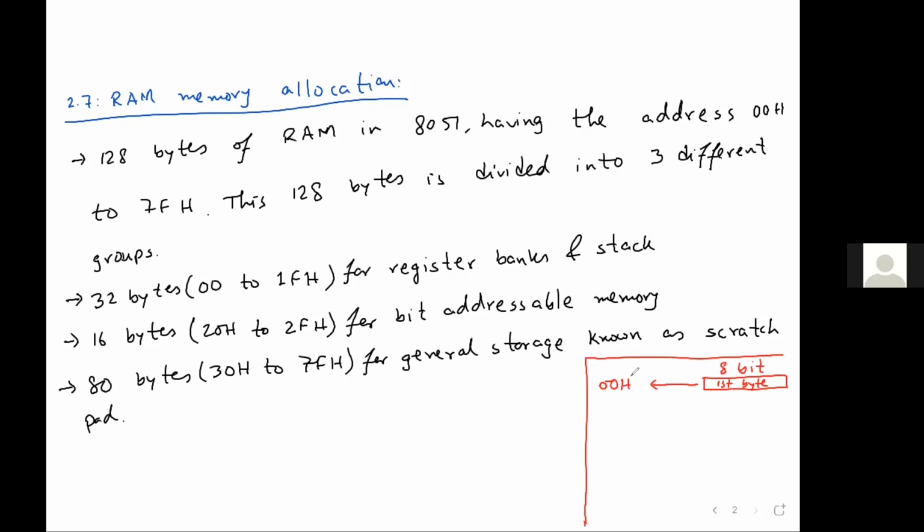The address is 008. Now let us go to the second byte. What is the address of this memory? 018. In this way, I will have 128 bytes. If I follow the same manner, how are you calculating the memory? For the first byte you have 008, for the second byte you have 018.